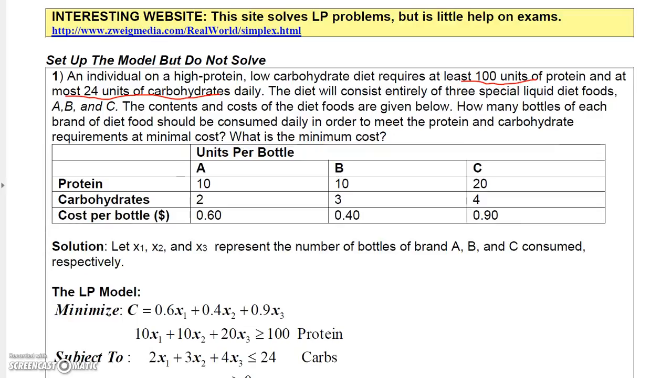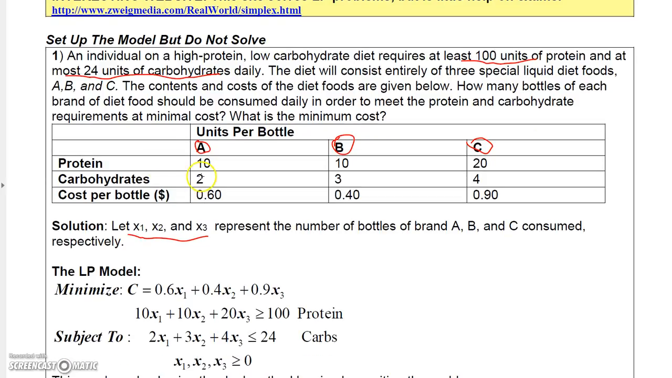Okay, so down here you can see that we have 3 types of liquid foods, A, B, and C. Now, food A has 10 units of protein per bottle, B 10 units of protein per bottle, and C 20 units of protein per bottle. A has 2 carbs per bottle, B has 3 carbs per bottle, C has 4 carbs per bottle. And then A costs 60 cents a bottle, B costs 40 cents a bottle, and C costs 90 cents a bottle. So I'm just going to let X1, X2, and X3 represent the number of bottles of brand A, B, and C that are consumed.